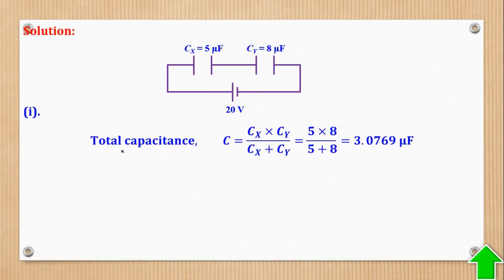So one should say that total capacitance is equal to, because there are two capacitors in series, the effective will be got by product over sum. So product of these two is here, and sum of these two will be the denominator. When we use the calculator, we shall come up with this, and the unit is microfarad because these ones were in microfarad.